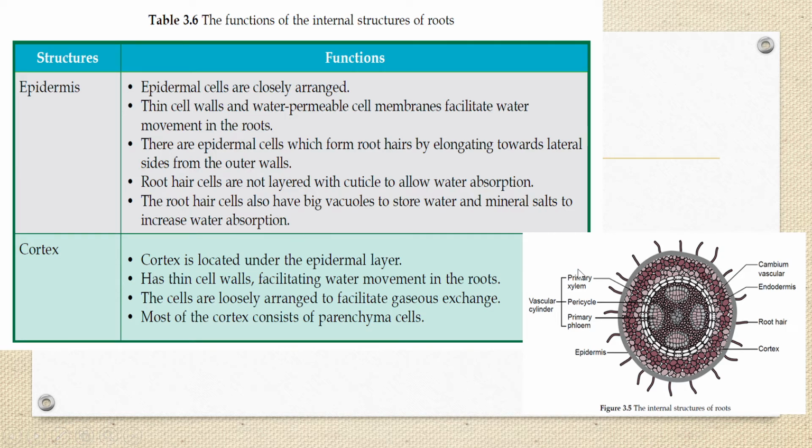Cortex. This region over here is the cortex. It consists of thin cell walls which also facilitate water movement in the roots. It is located just underneath the epidermal layer, just next to it. They are loosely arranged as well to facilitate gaseous exchange. Mostly they consist of parenchymal cells. I wonder if you still remember the ground tissues: the parenchyma, sclerenchyma, and collenchyma cells. So the cortex here is mainly formed by parenchymal cells.